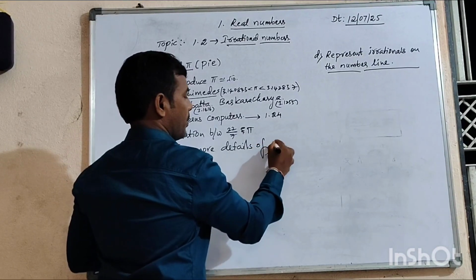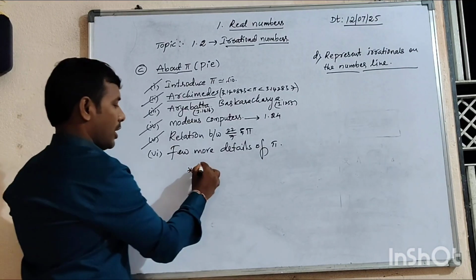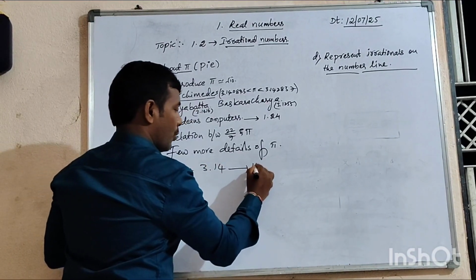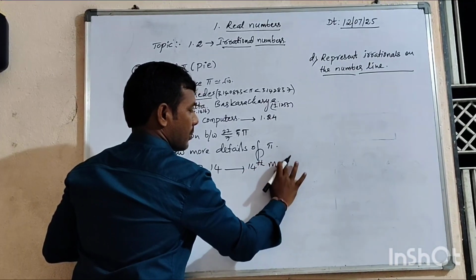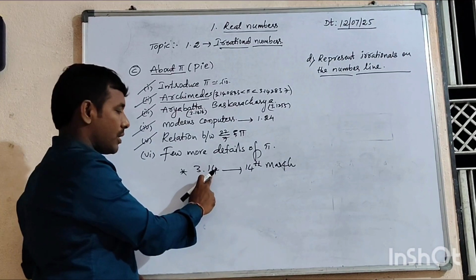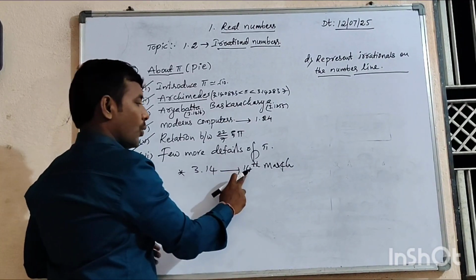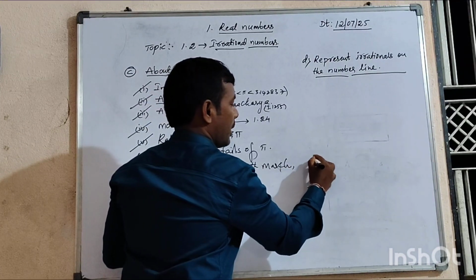Details of pi. What is that? With star symbols, observe. 3.14, there is nothing but 14th March. See, 14 is the date, and 3 is nothing but the month March. On 14th March we can celebrate Pi Day.